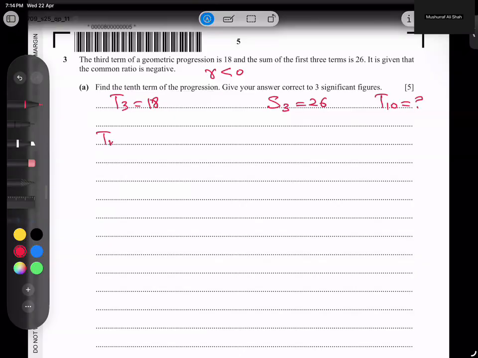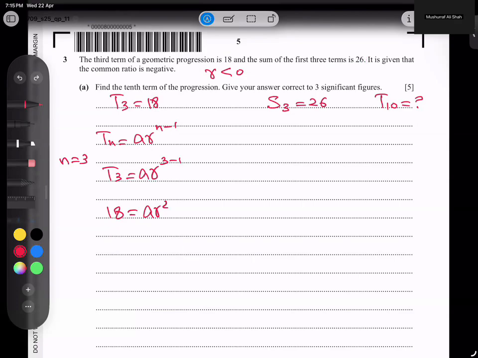So first apply the term formula of GP, A R to the power n minus 1. I replace every n by 3, so T3 is replaced by 18 and AR square. Done. What about the sum formula? We can understand from here. He said the common ratio is negative. Look at it, students, we can guess to some extent: the third term is 18 and the sum of 3 terms is 26.